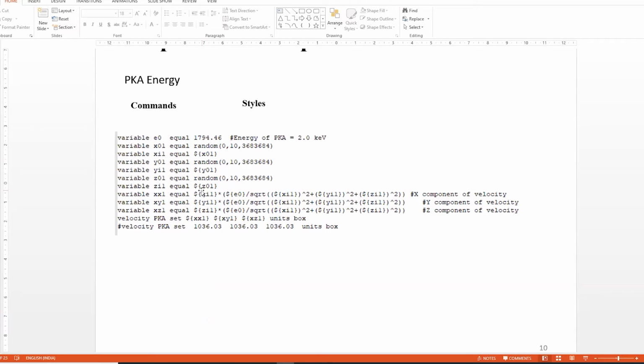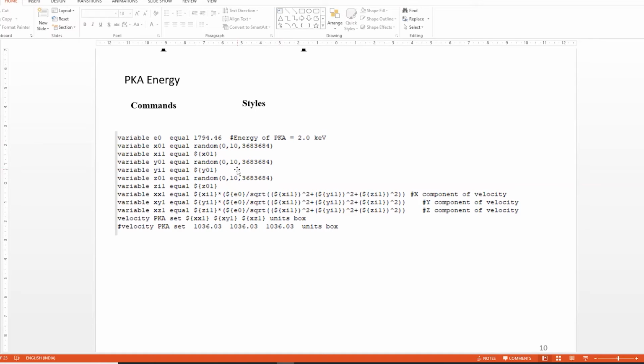Before starting the simulation, as I have shown you, I have taken one atom in my simulation as a primary knock-on atom. Out of all the carbon atoms at the center, I have taken one carbon atom, and I am giving it some energy, let's say 2 keV, in terms of velocity.